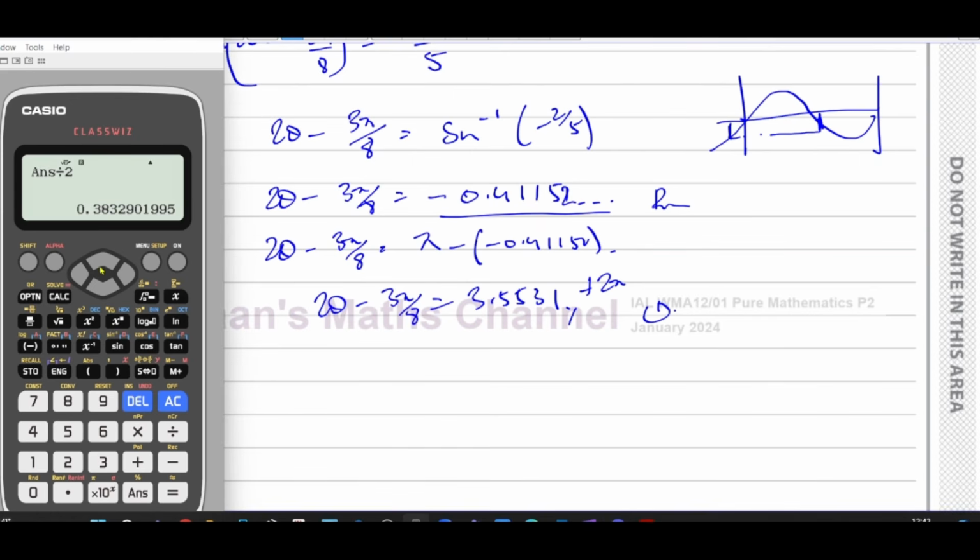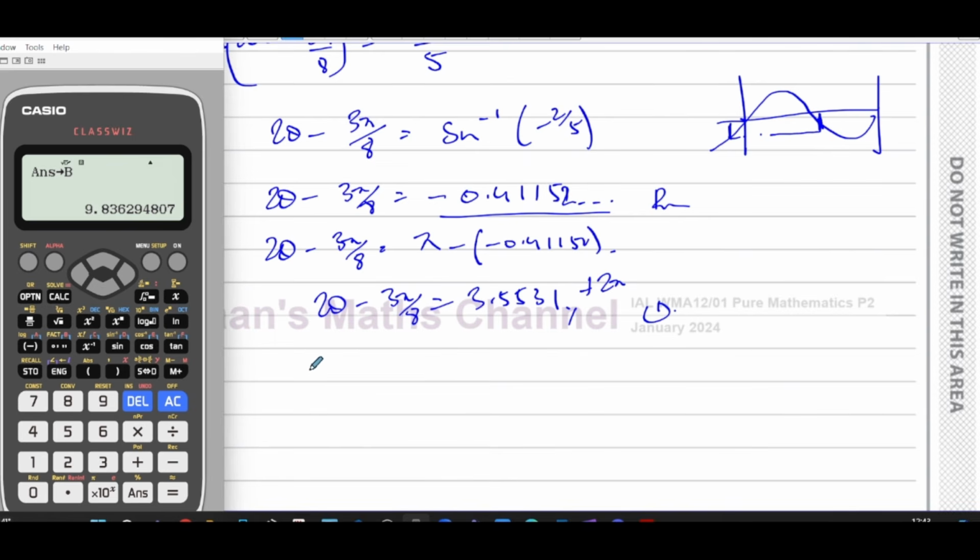So if we go back to what we got here, this was the angle A. To get the angle I wanted, I did pi minus the answer. That's the angle that we got. And if I add 2 pi to this, this is going to give me what I'm looking for, which is 9.8362. So I'm going to store this as B.